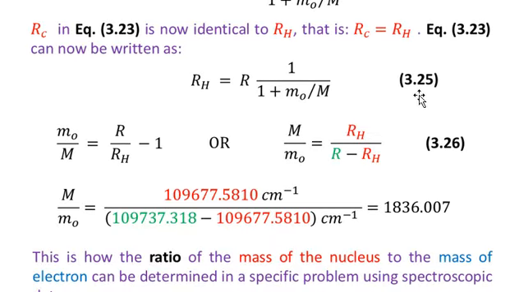So you see that equation number 3.23 can now be written as m naught over capital M is equal to capital R over RH minus 1. Or more accurately, if you take the reciprocal of this equation, you will get capital M divided by m naught is equal to RH over R minus RH.